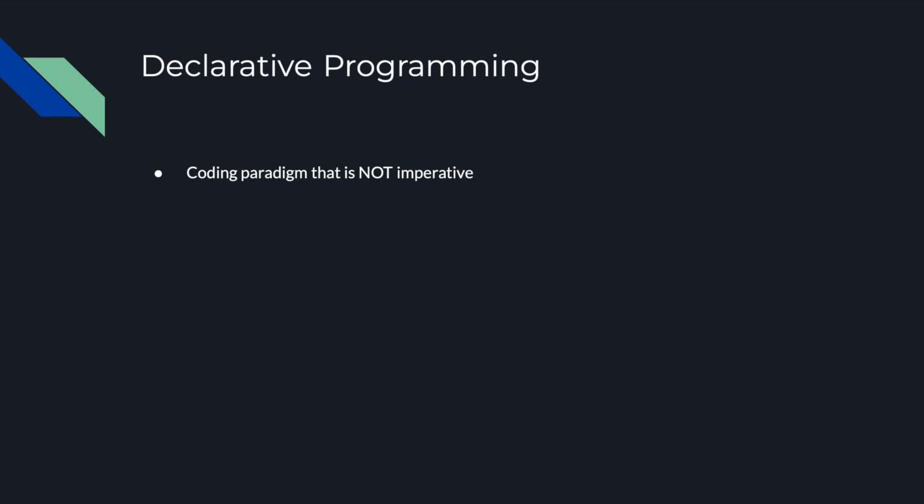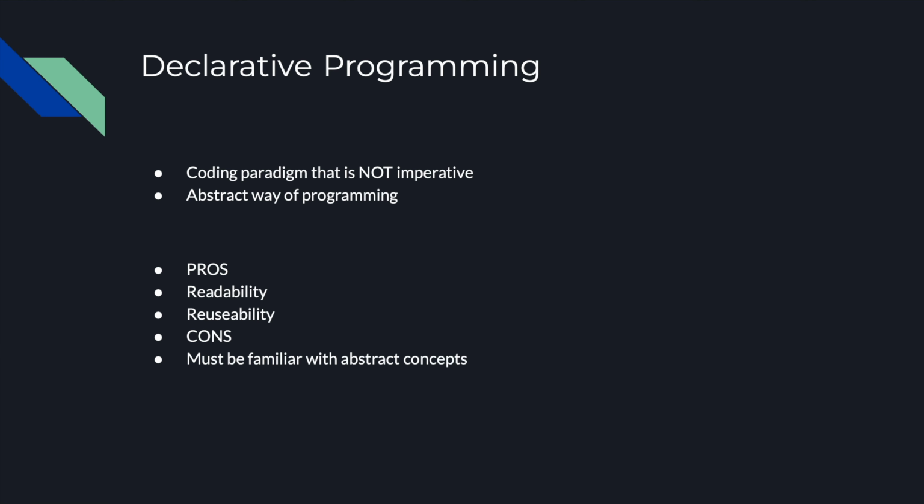Declarative programming is an abstract way of programming. Some pros to declarative programming are that it has great readability and reusability. Some cons, however, are that you must be familiar with abstract concepts to get declarative programming down. Some languages that use declarative programming are Fortran, C, Java, Basic, and many others.